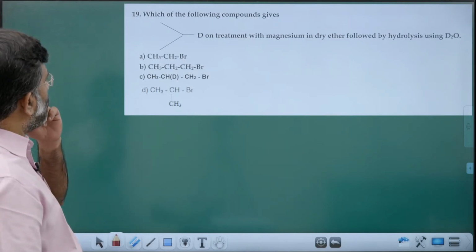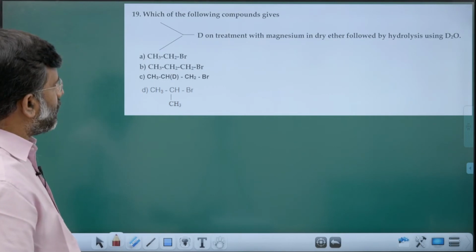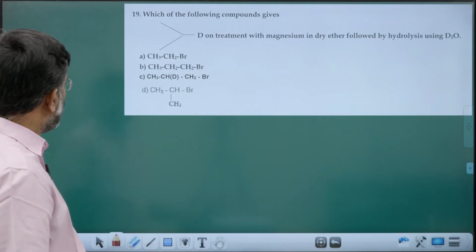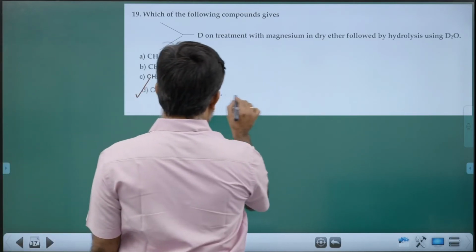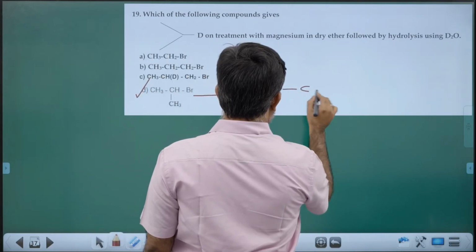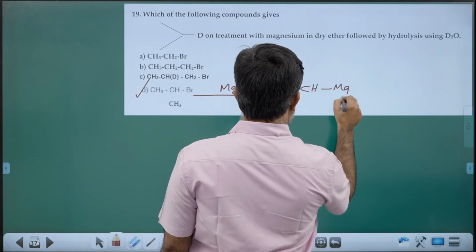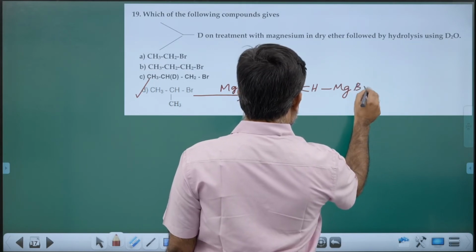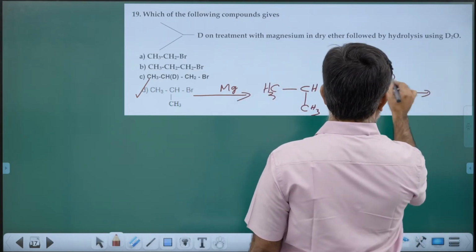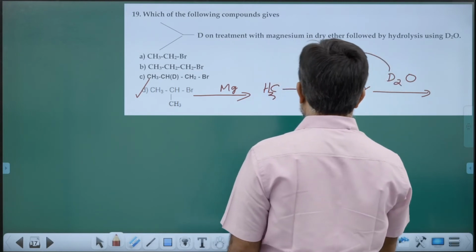Which of the following compounds gives this particular molecule on treatment with magnesium in dry ether followed by hydrolysis using D2O? Answer is option D. This, when treated with magnesium, gives a Grignard reagent, CH3 CHMgBr CH3. Upon hydrolysis with D2O, it will break here and one of the D will come here, and that is the product given.